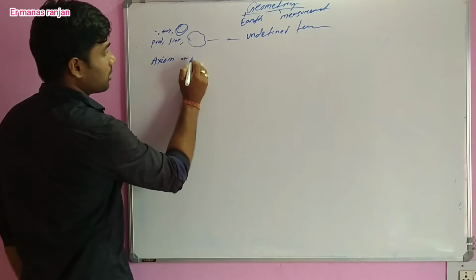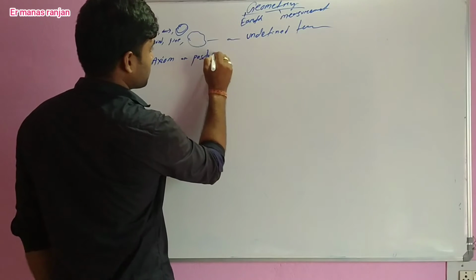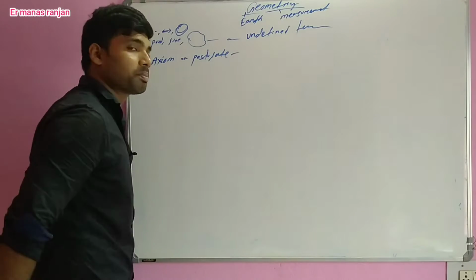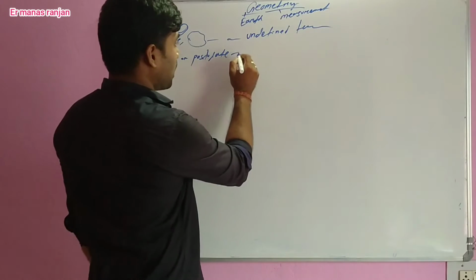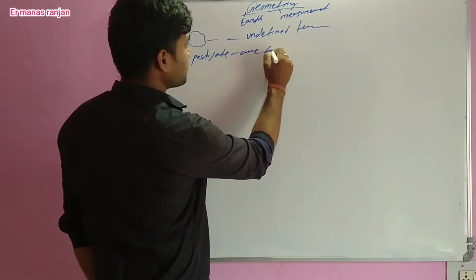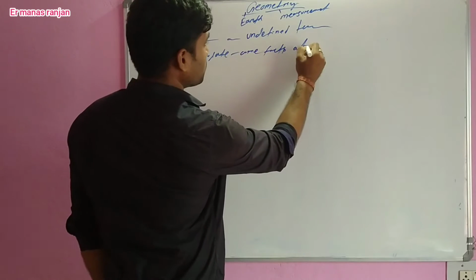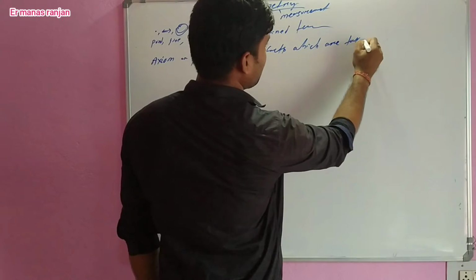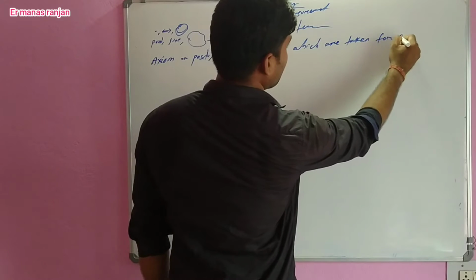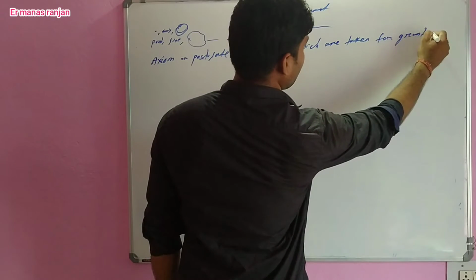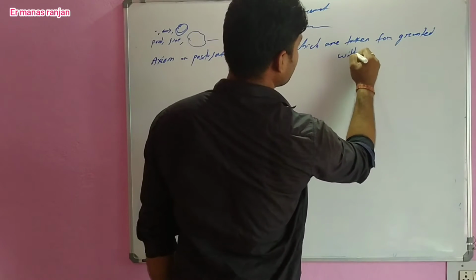Another is axiom. Axioms are postulates. What are axioms and postulates? They are facts which are taken for granted without proof.